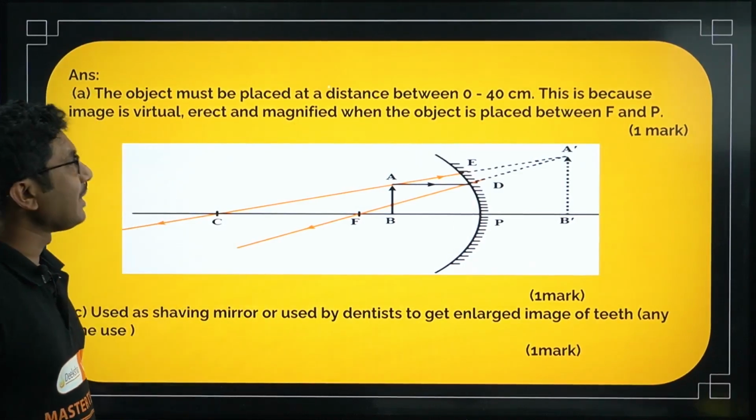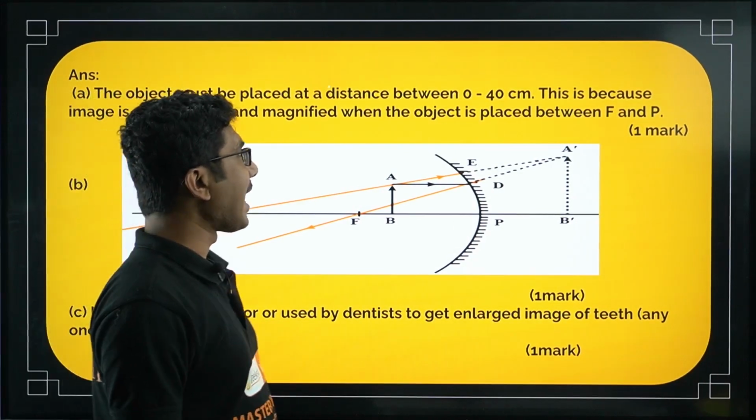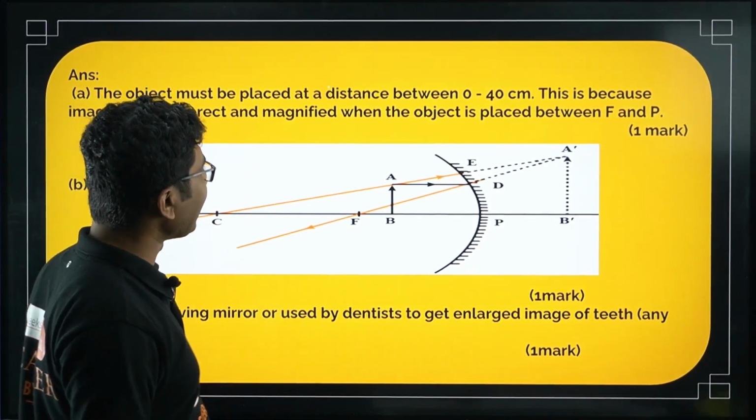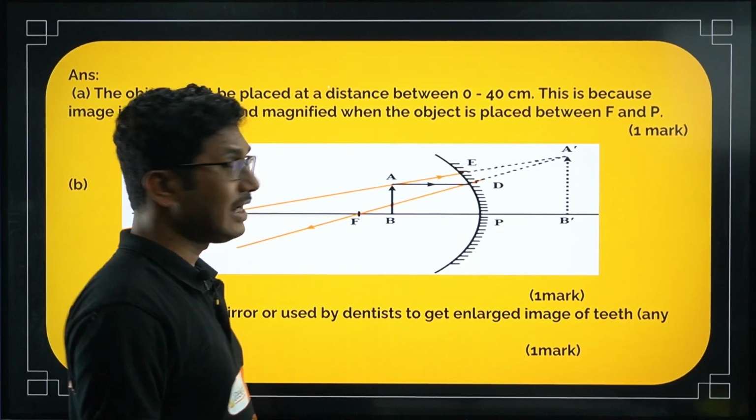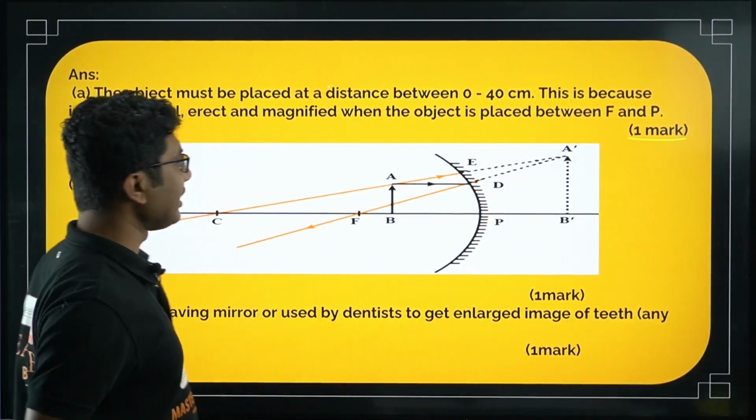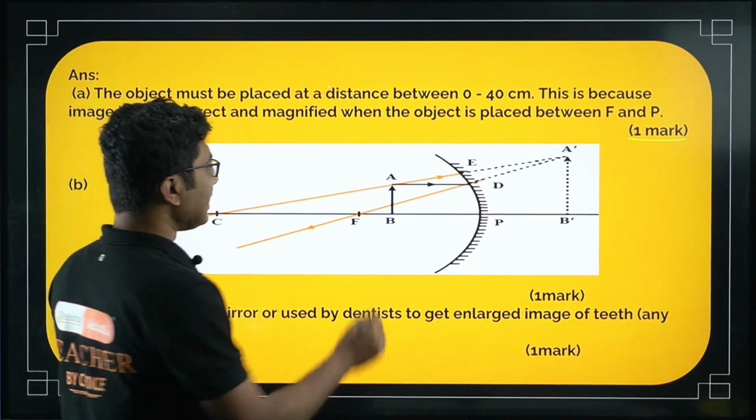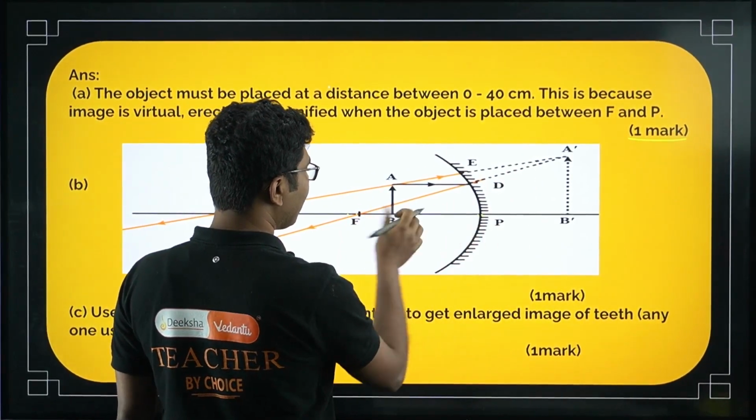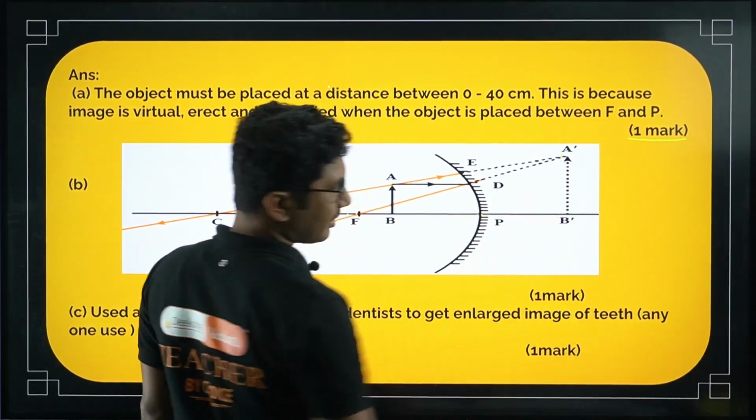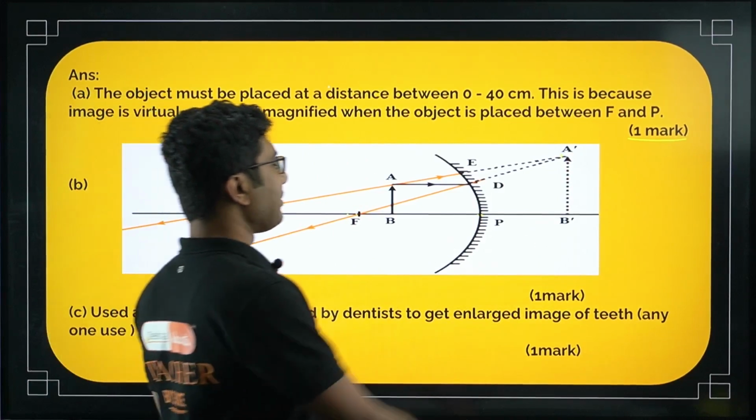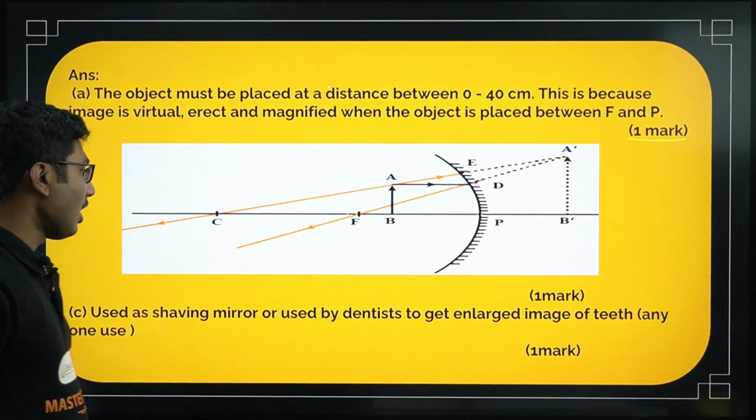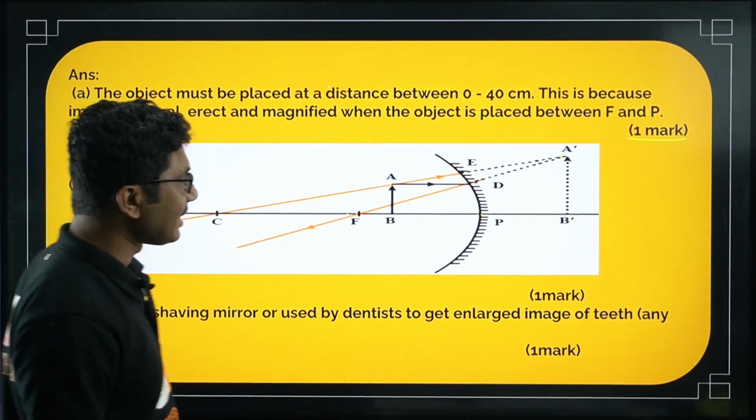The object must be placed at a distance between 0 and 40 centimeter. This is because the image is virtual, erect and magnified when the object is placed between F and P. So for that you will get 1 mark. And for drawing this ray diagram, again, as I said, the object distance has to be less than focal length, so it will be within focus, and you will get a virtual image which is erect. Erect image is on the same side as the object, so that is why it is called erect, right? Used as shaving mirror or used by dentist to enlarge the image of the teeth.